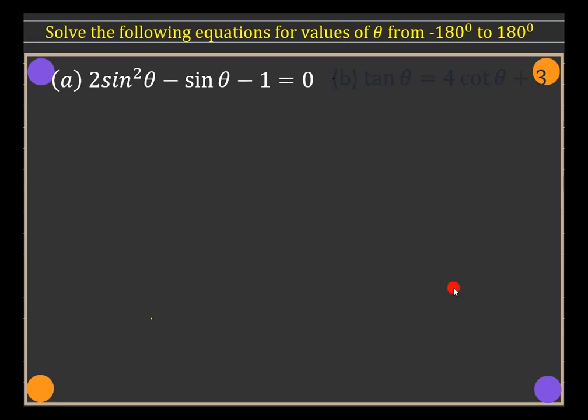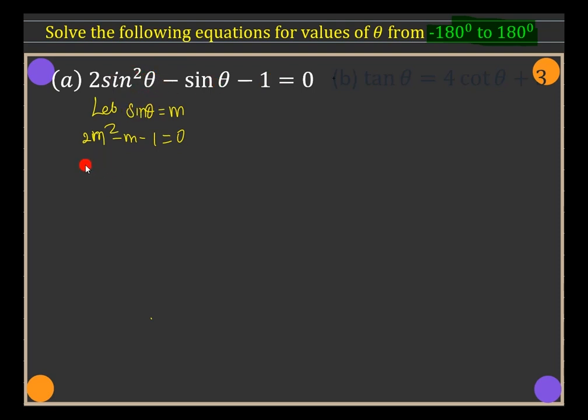This question, the thing I want you to look at, take a look at the constraints. They want us to find the values of theta between negative 180 and 180 degrees. How can we go about that? We are going to say that let sine of theta be equal to m, and we have that 2m squared minus m minus 1 equal to 0. Putting where there is sine theta, we put there m.